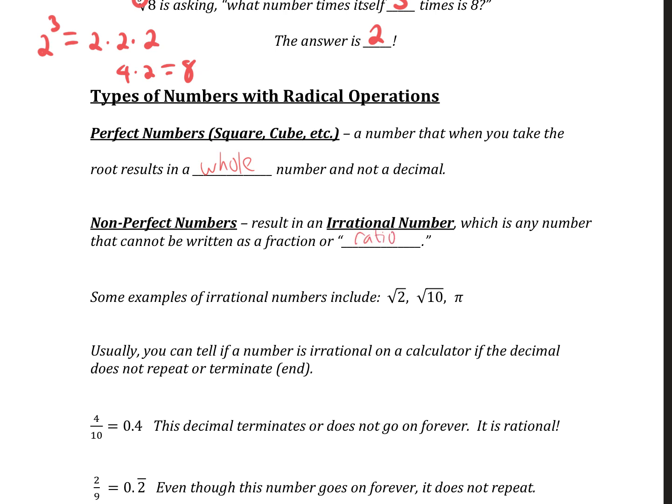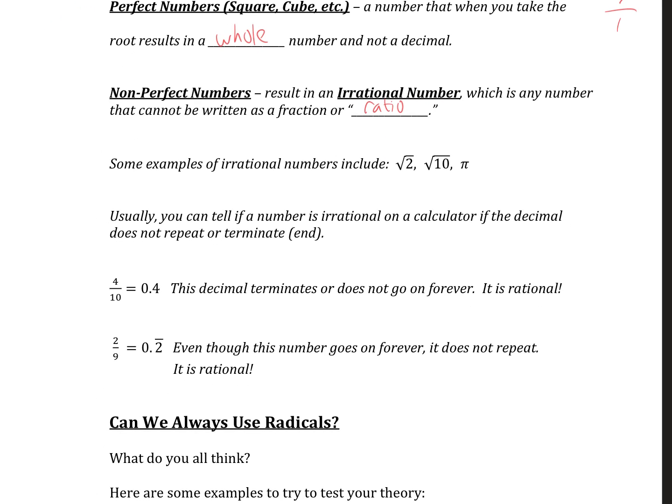So think rational, that equals ratio, right? So basically a ratio is like a fraction. So 1/2 is a rational number, right? And 7 is actually a rational number because it's 7/1, okay? If it can't be written as that, those are going to be irrational numbers. Some examples of irrational numbers are square root of 2, square root of 10, pi, okay?